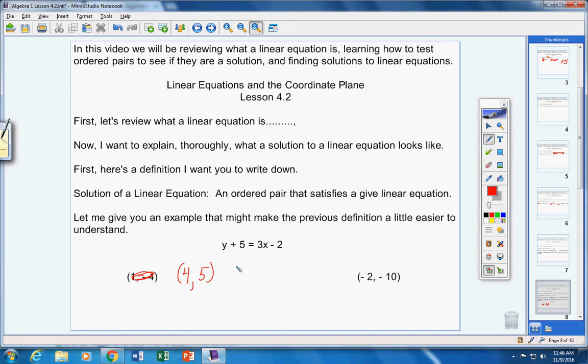What's 5 plus 5? 10. Put a 4 for the x. 3 times 4 is 12 minus 2 is 10. 10 equals 10. So you can have more than one answer, okay?